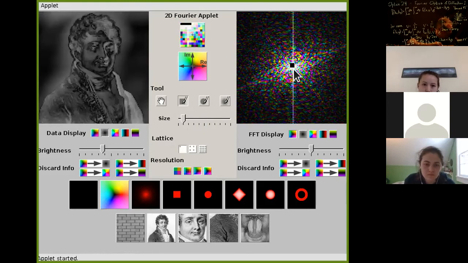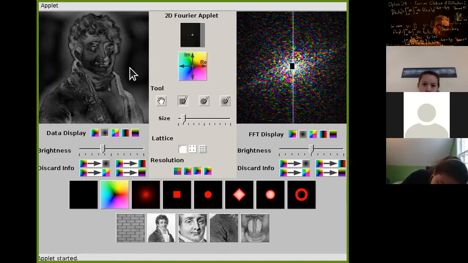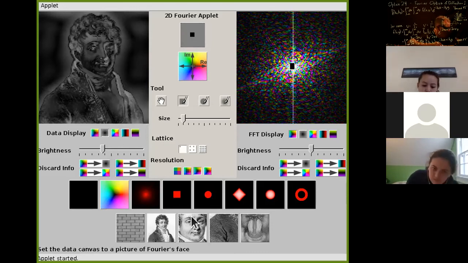So zeroing out a little bit of stuff right in the center, this is a high pass filter. So there are no really slow variations anymore. It's sort of finding the edges and enhancing the edges. So as I move, I see mostly patterns that are kind of symmetric around zero.